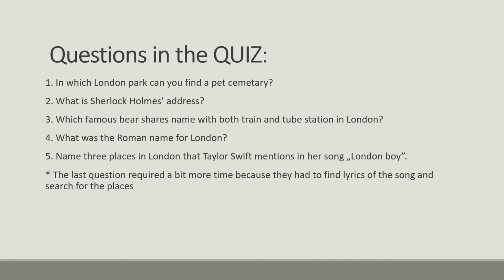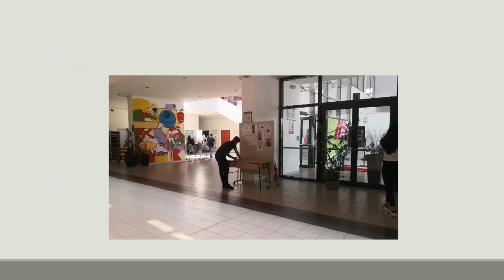While for the 5th question, they had to find the lyrics to the song, they had to find all the places which could be in London, some of them are not, and then they had to Google where those places were, if London is actually the city where those places can be found. So it was a little bit more challenging, the last question.